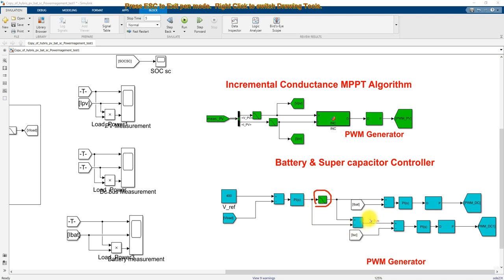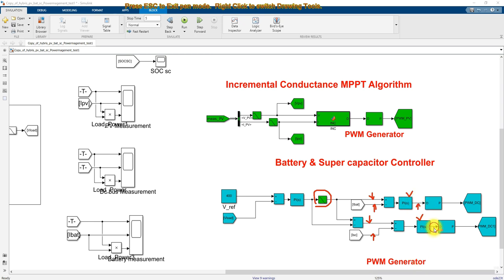So this will act as the reference current for the two supercapacitor bidirectional converter. Here you have to compare this current with the battery current, and this current with the supercapacitor current, and then it is processed by a PI controller. This PI controller acts as a current controller, and it generates the duty cycle.